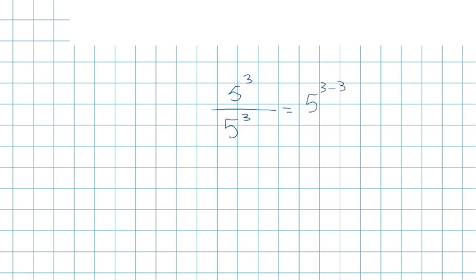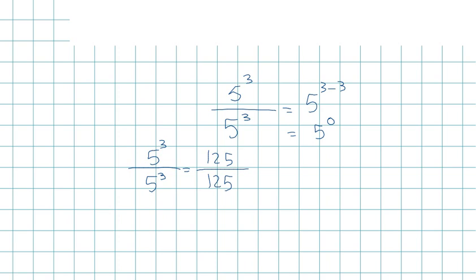Now, I want you to find the answer for 5 to the power of 3 on the calculator. What's 5 to the power of 3? 125. So that's 125 over 125, right? What's 125 over 125? 1. If I have 125 chocolate bars and there's 125 of us, each one of us will get 1. Okay? Do we agree on this?